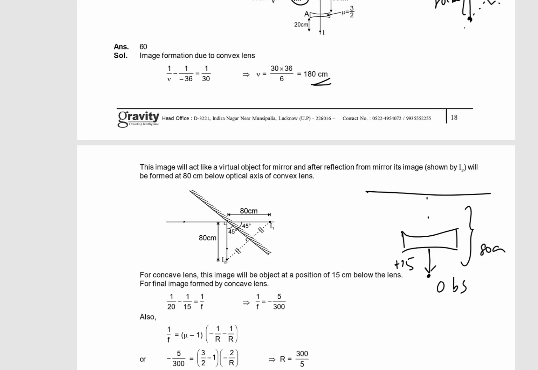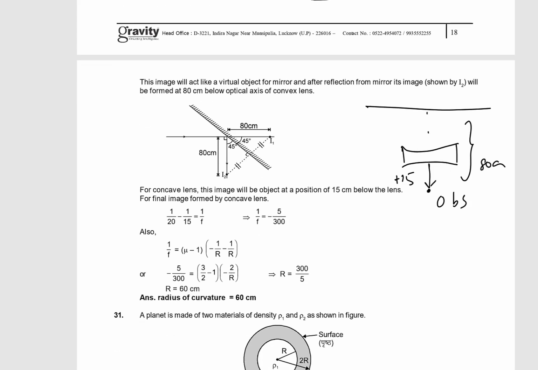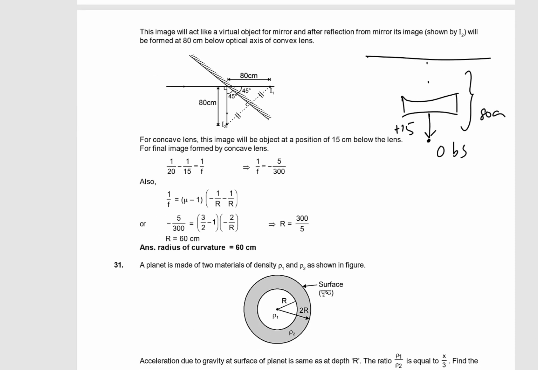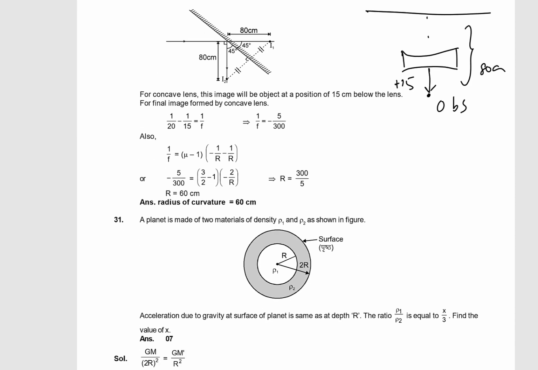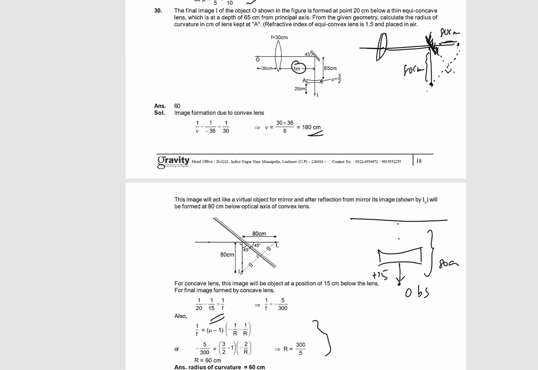Using lens maker's formula, 1 by v minus 1 by u equal to 1 by f, we have 1 by v minus 1 by u, where u we will take as minus 15, equal to 1 by f. We'll find the value of f. Then we'll again use lens maker's formula and find the radius of curvature of that particular concave lens.